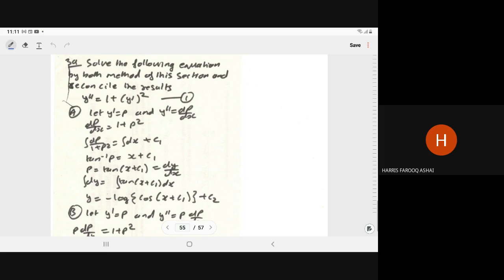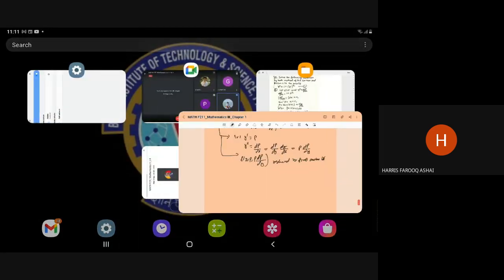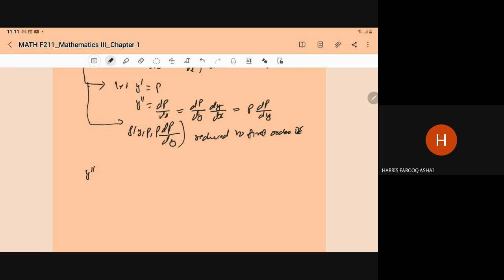Now move to the next question. Solve the following equation by both methods of this section, means in section 11, reduction of order, x is missing and y is missing, and reconcile the results, means you have to compare the results. Here we have the equation y double dash is equal to 1 plus y dash whole square. In this equation, you can observe both x and y are missing. So it means both methods you can apply.